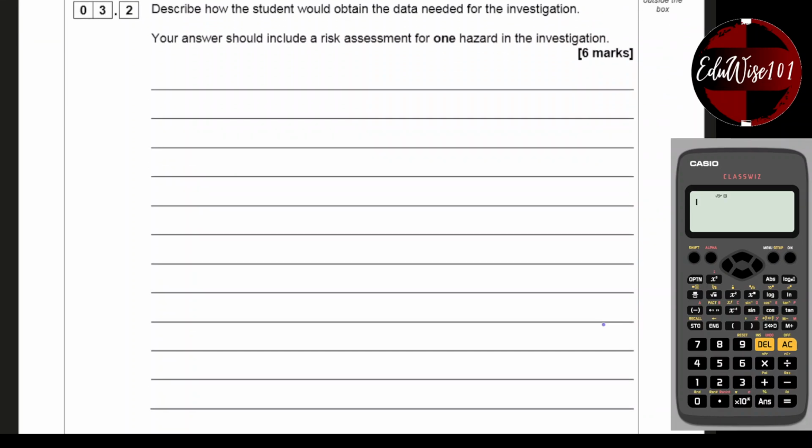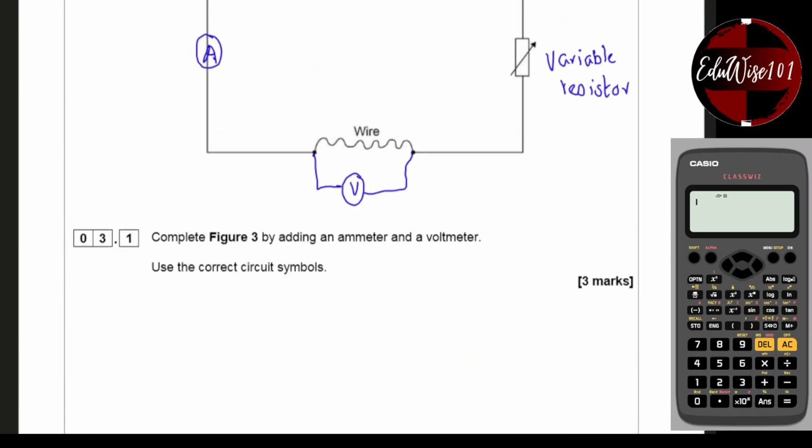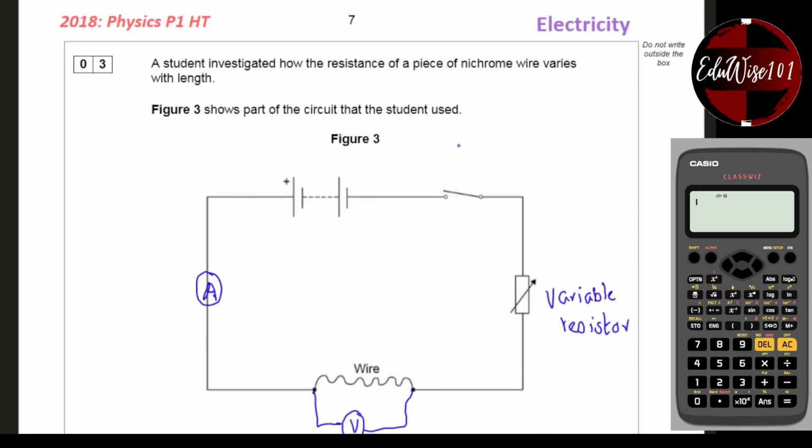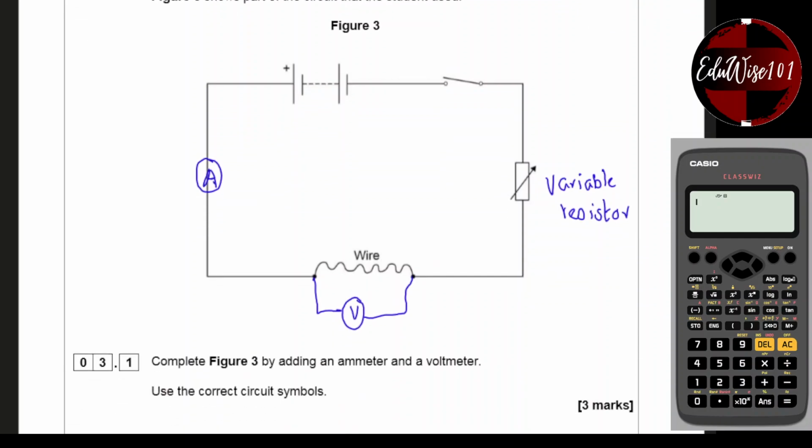Question 3.2. Describe how the student could obtain the data needed for the investigation. Your answer should include a risk assessment for one hazard in the investigation. So what they're asking is, going back to the diagram, how would you use this setup to find how the resistance of a piece of the wire varies with the length? So how would you do it?